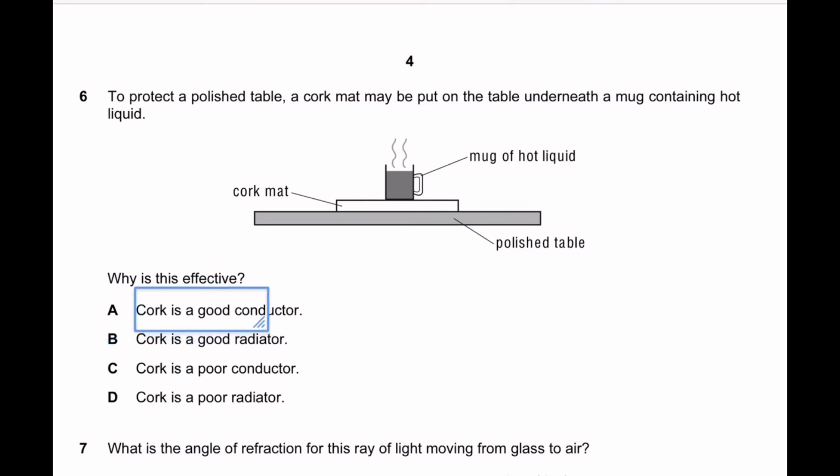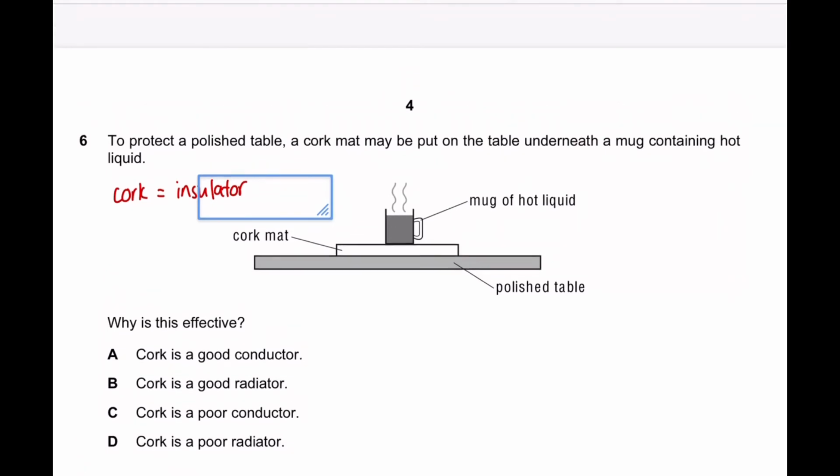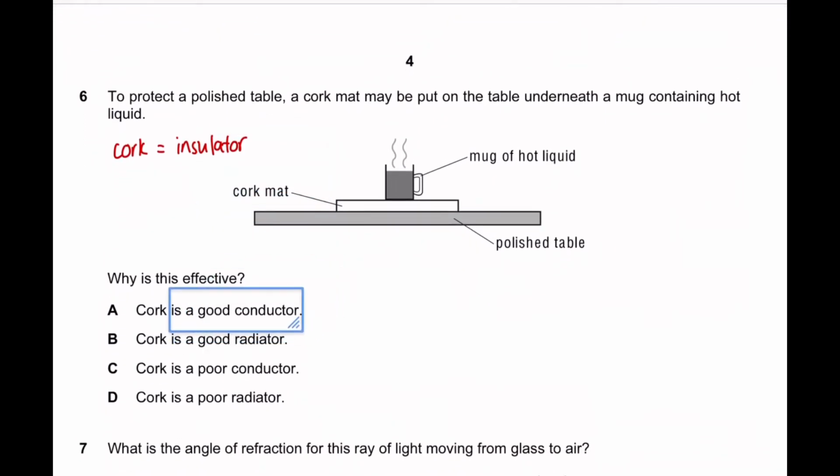Option A, cork is a good conductor, but we know that cork is an insulator here. Let me write here. Cork is an insulator. It is not a good conductor. So A is out, as this is false. Next, option B. Cork is a good radiator. Radiator, in a sense, is an emitter of radiation. But we know that it is an insulator. So B is out as well.